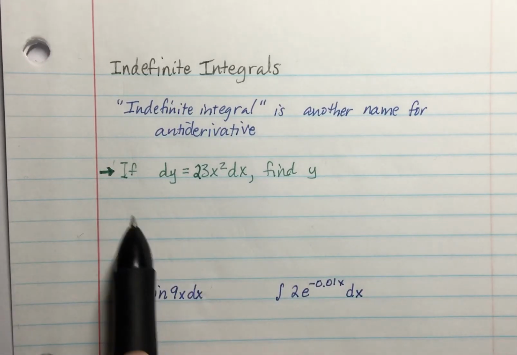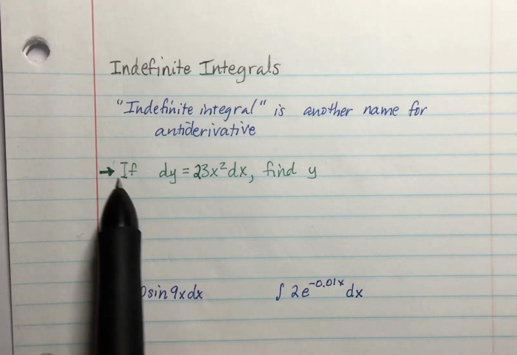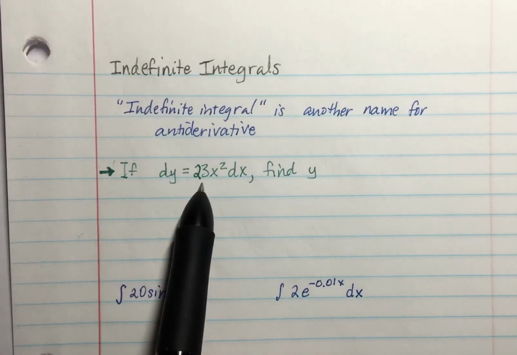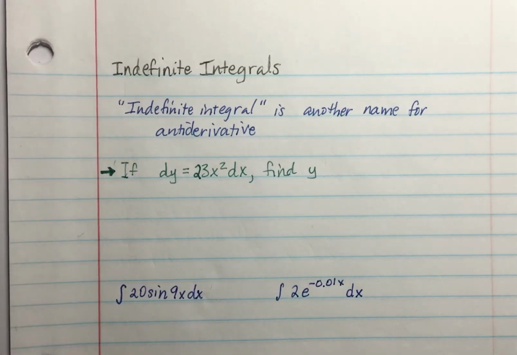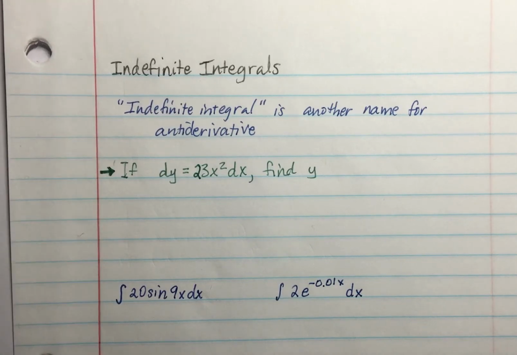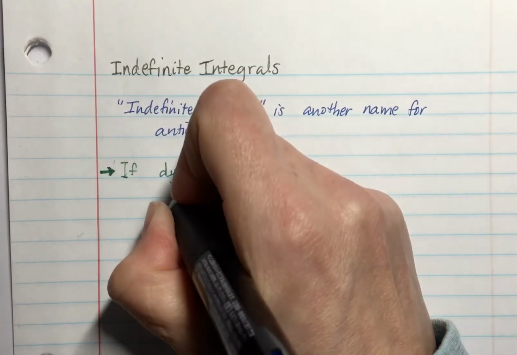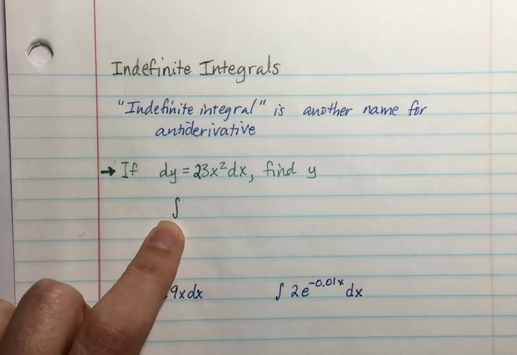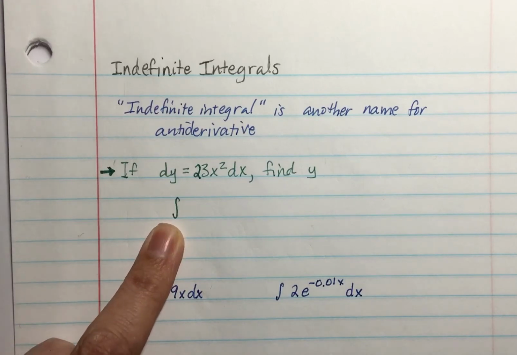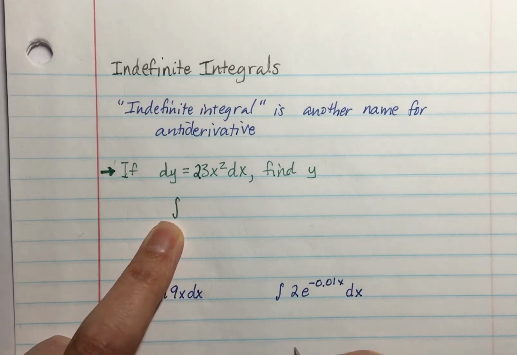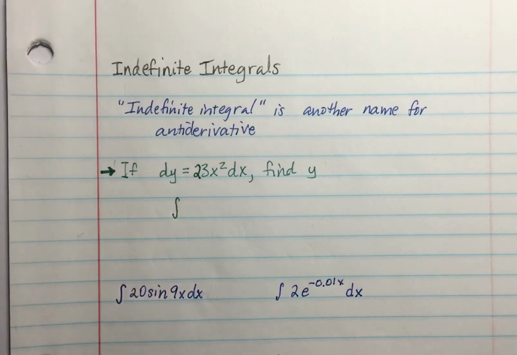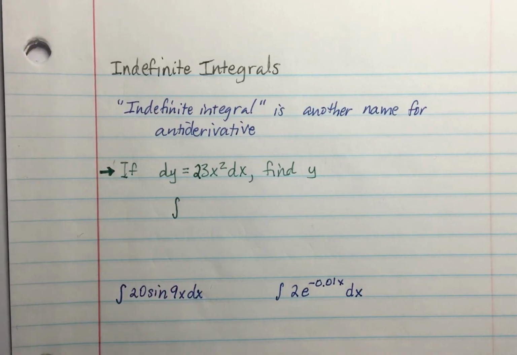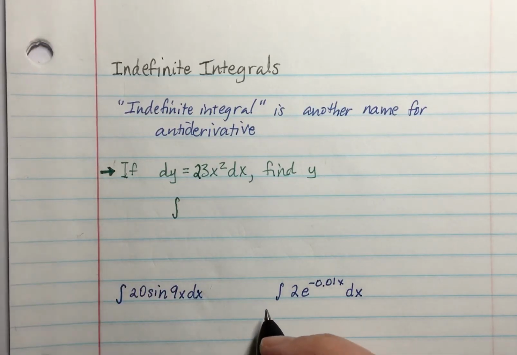So we need a little bit of notation. Say you're asked, if dy equals 23x squared dx, find y. Wouldn't it be really great if there was a shorter way to write all that? And there actually is. We just do this thing. It looks like an S, and it is an S, and it stands for sum. We will talk later about what exactly we're summing. And that's when we come back to those definite integrals again.